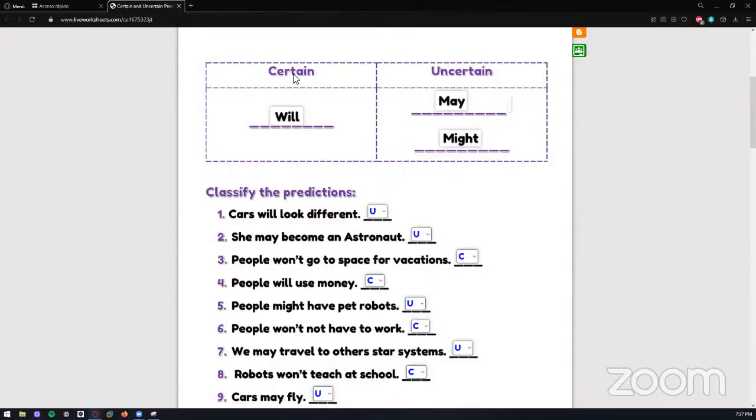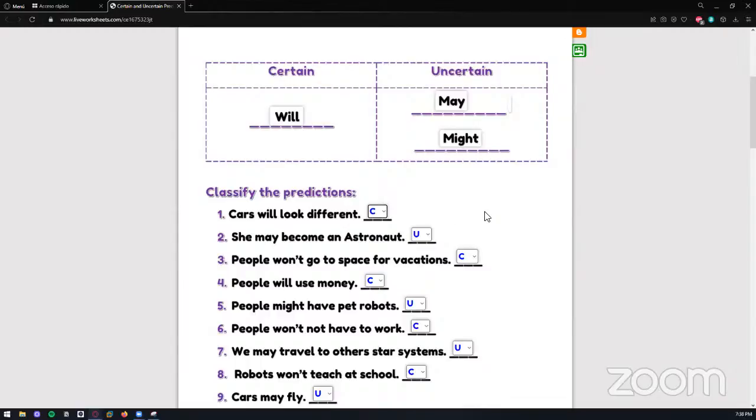For example, number 1, se verán. So is it certain or uncertain? Cars will look different. This is incorrect. Well, in the future, it really depends, no? But for example, if we talk about, I don't know, 20 years from now, 30 years from now, well, it's a prediction for the future. So it's probably certain. They're going to look different. No? They will look different.